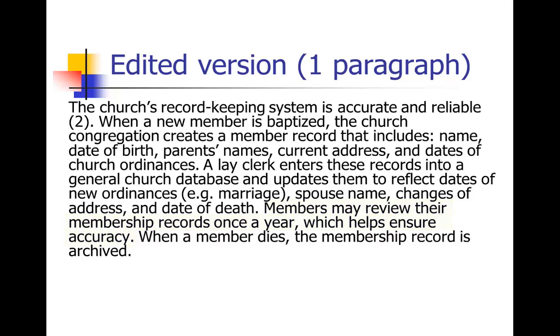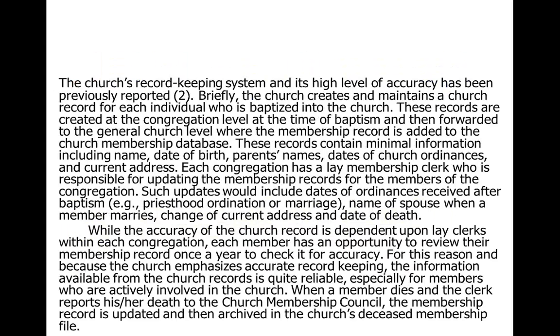The reason I did that is if you go back to the original and look at that second paragraph, it's all about the members being able to review their records once a year. Well, if you think about that carefully, it says each member has an opportunity to review their membership record once a year to check it for accuracy. That's actually fairly ambiguous. So there's a lot of words here, but with a great amount of ambiguity about what's actually happening.